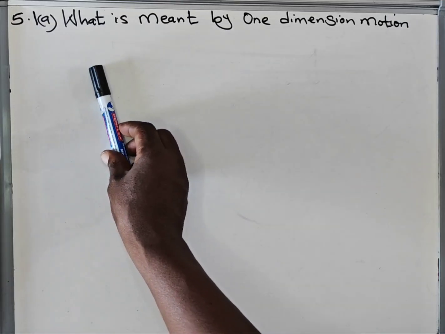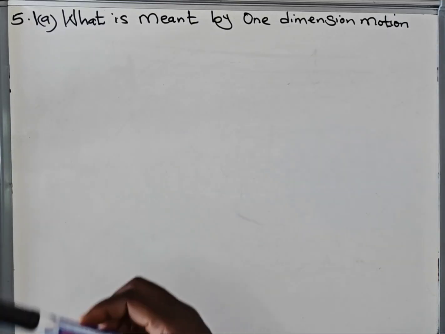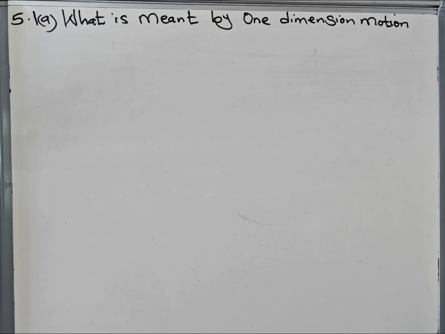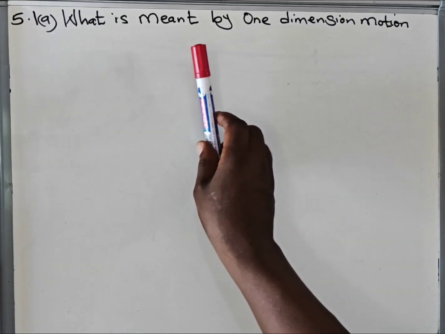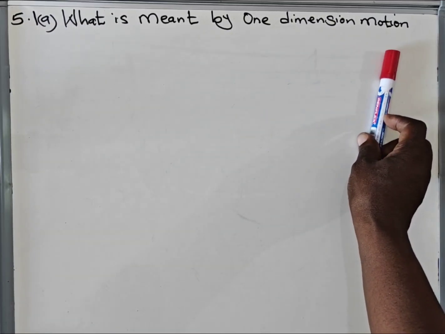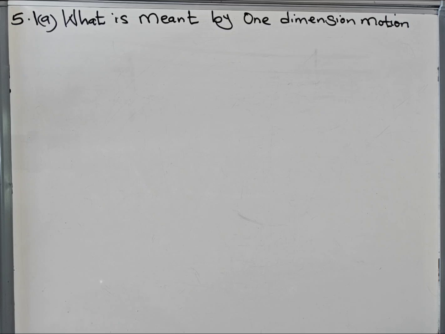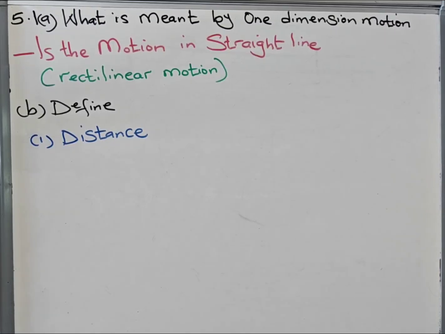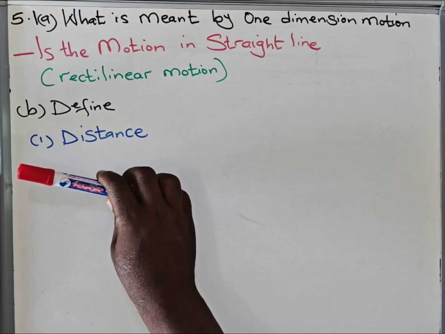Today we are looking at this question. It says, what is meant by one dimension motion? One dimension motion is the motion in a straight line, which we call rectilinear motion.